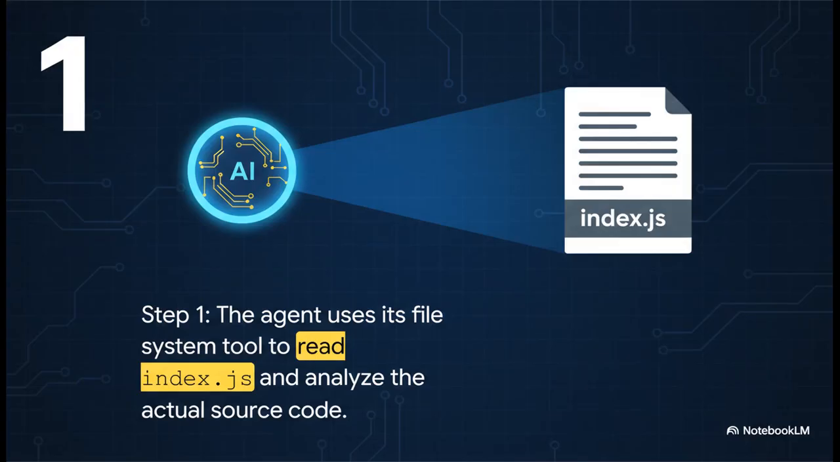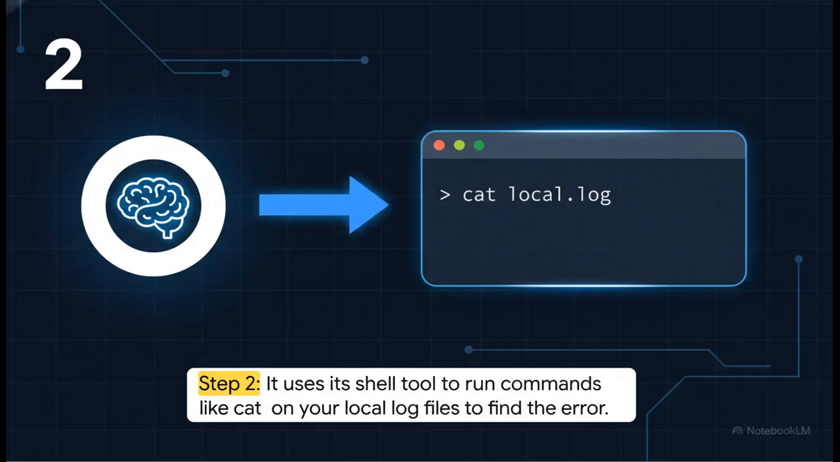So what happens next? Well, the very first thing the agent does is use its ability to access the file system. It goes and opens up that index.js file to read it. It's not making assumptions or guessing. It's looking directly at your source code to understand what's going on. Then, because you told it to, it's going to use its shell execution tool. It will ask for your permission first, of course, and then it'll run a command, maybe something like grep, to search through your local log files, hunting for that specific error message you're trying to track down.